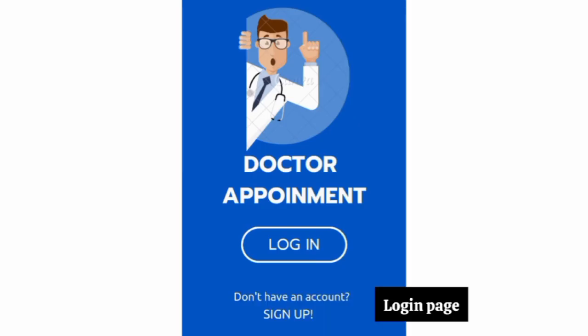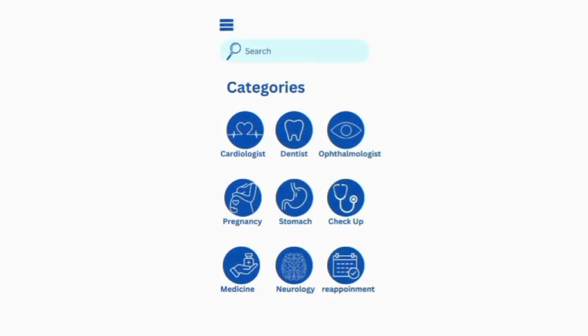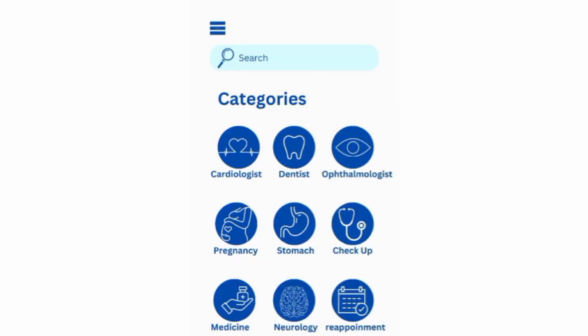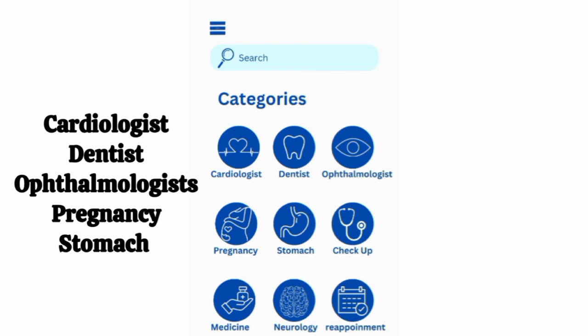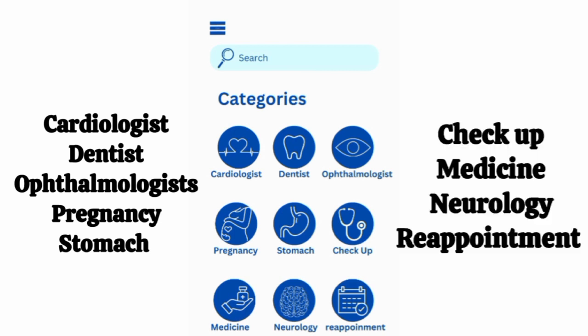The first page is the login page, which has 4 types of login, namely admin login, hospital login, patient login, and doctor login. You can log in the app by signing up and creating an account in our app. The second page is the follow-up of patient's login page, where we can choose the required medical field. It contains sections like cardiologist, dentist, ophthalmologist, pregnancy, stomach, checkup, medicine, neurology, and reappointment. By going into the medical section, you can buy the medicines prescribed by the doctor.